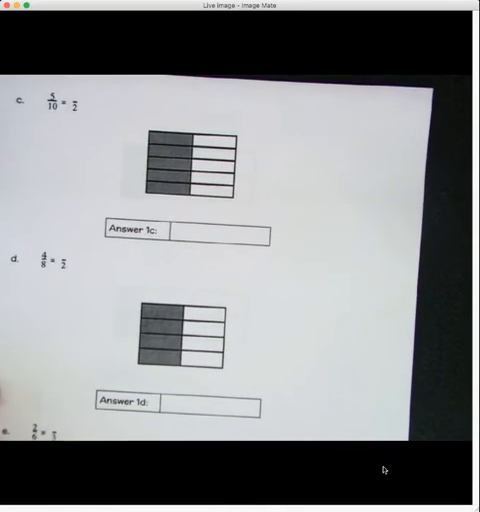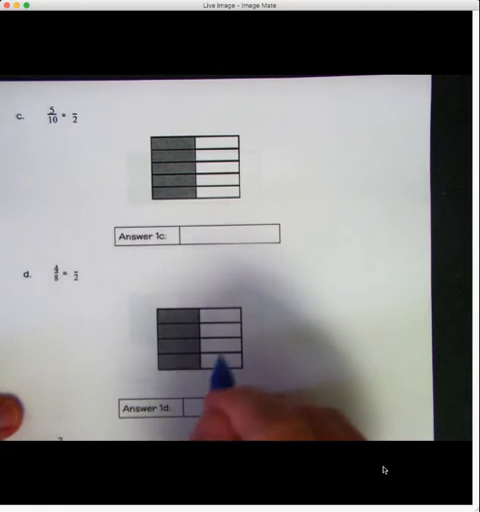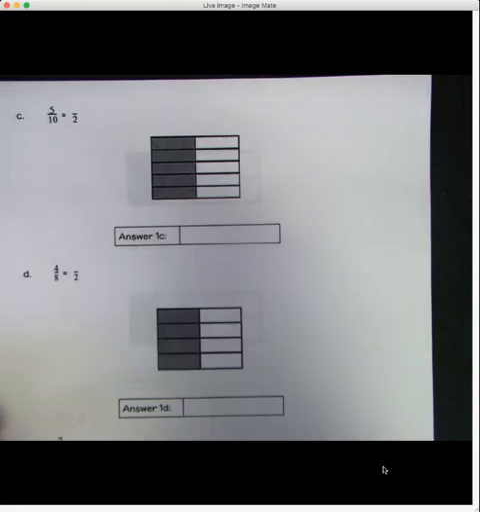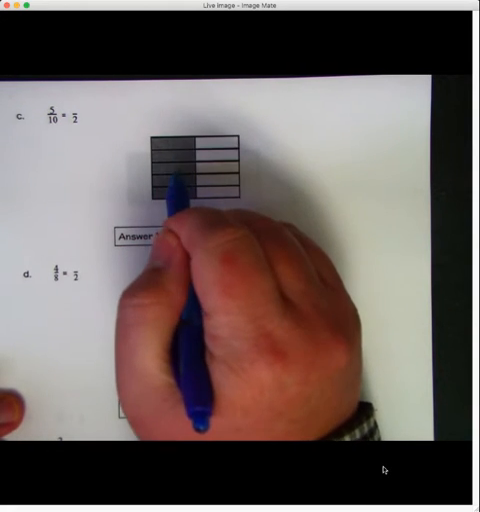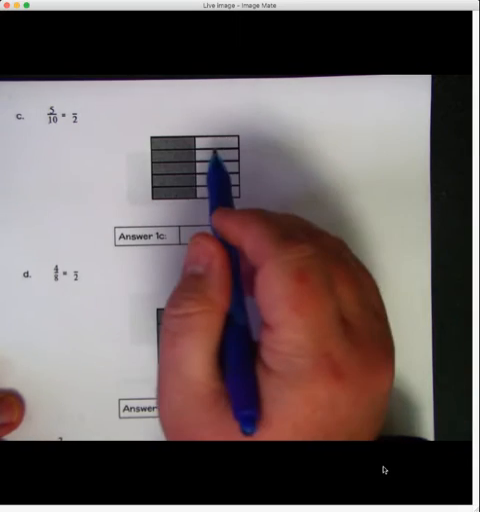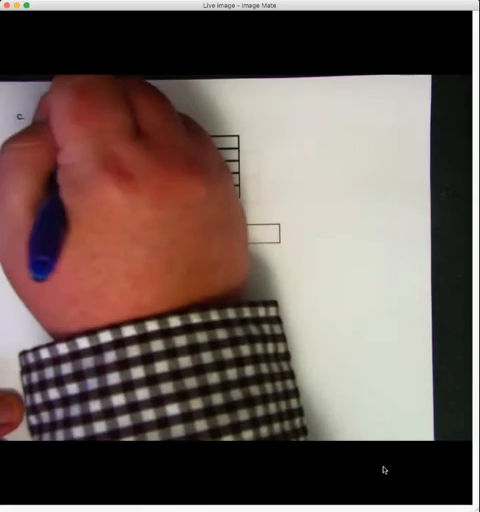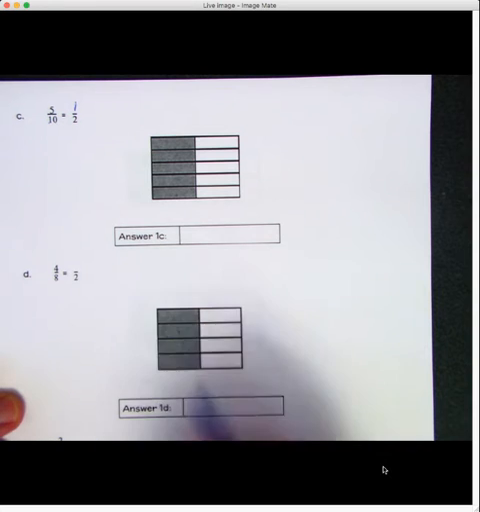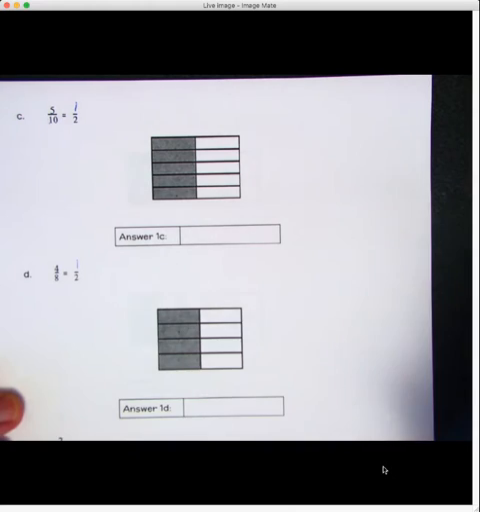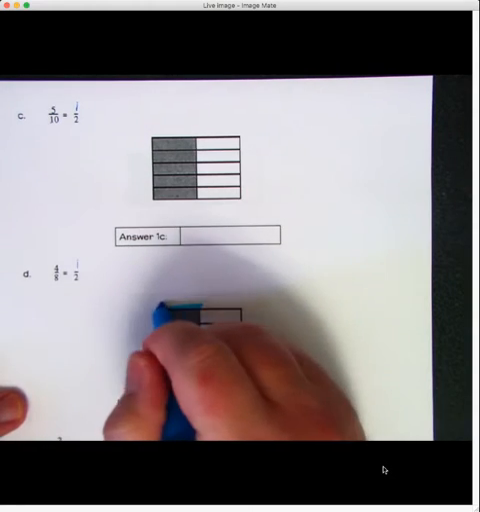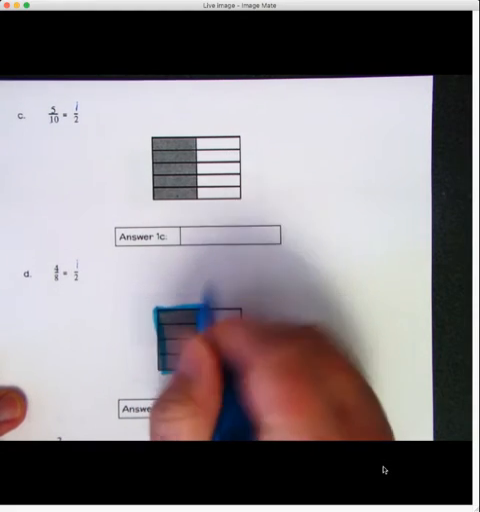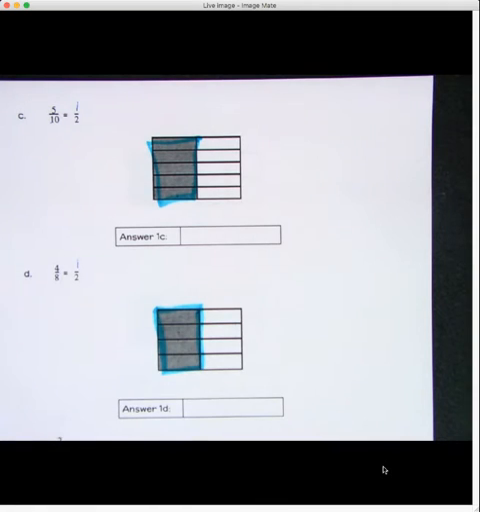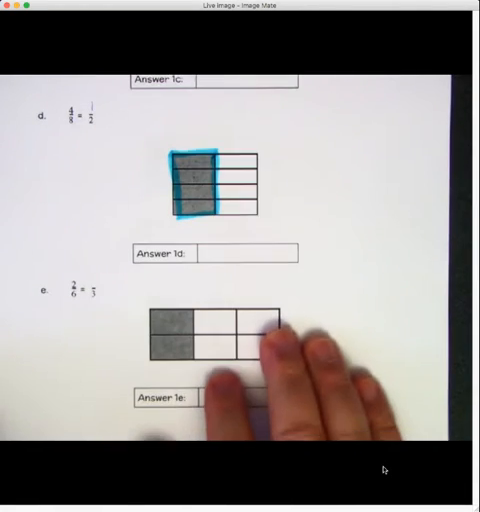Look at these next two. They're both 1/2 of that rectangle, right? So I bet you can do this without me drawing. It's 1/2, 1, 2, 3, 4, 5 tenths is the same thing as 1/2. 1, 2, 3, 4 eighths is the same thing as 1/2. Do you see how this is half of the rectangle? This is half, 1/2 of the rectangle. Pretty easy, huh?